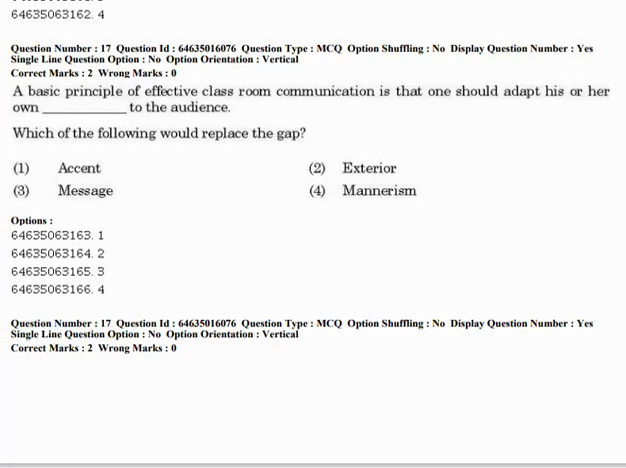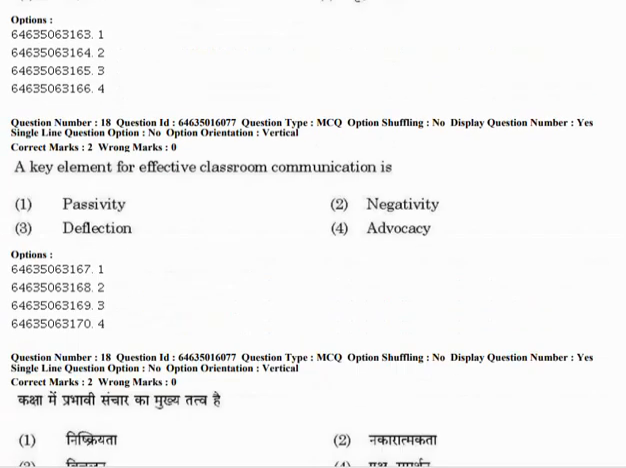A basic principle of effective classroom communication is that one should adapt his or her own accent, exterior, message, and mannerism to the audience. Option number 3. A key element for effective classroom communication is passivity, negativity, deflection, no advocacy.